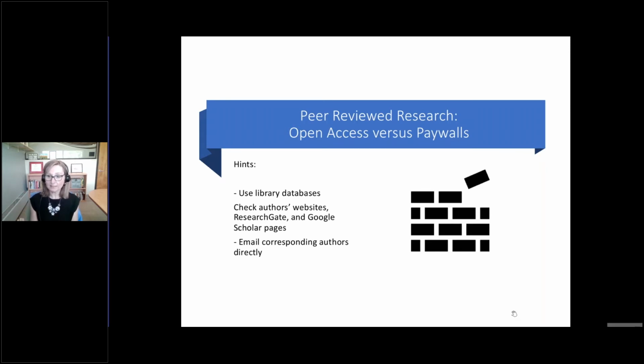Another way to get it is to check the author's website. Quite often, the author is allowed to put a link to the article on their own website. It might be in a slightly different form, like it hasn't been laid out, but quite often that's allowed. There's a site called ResearchGate where you can access articles. Google Scholar, sometimes people can access articles in that way.